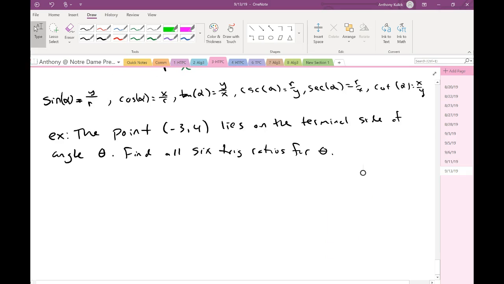So we have that point, the point negative 3, 4, lies on the terminal side of angle theta. Find all 6 trig ratios for theta. So I need to find sine theta, cosine theta, tangent theta, and then cosecant theta, secant theta, and cotangent theta.